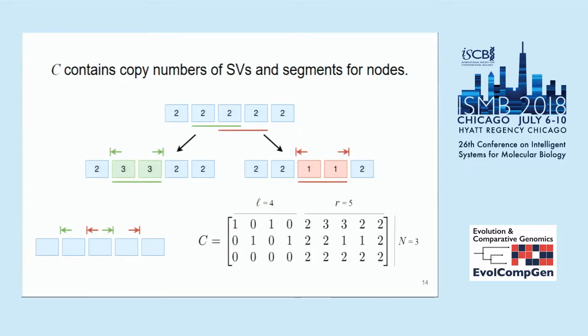We see the root node, which we put at the bottom row of the matrix, has no breakpoints here and is entirely diploid. So the copy number for each segment is 2. The left child is represented by the first row, where two mated breakpoints have appeared, and the copy number of their corresponding segments have incremented to 3. The right child is represented by the second row, where two different mated breakpoints have appeared, and the corresponding segments have decremented to 1.